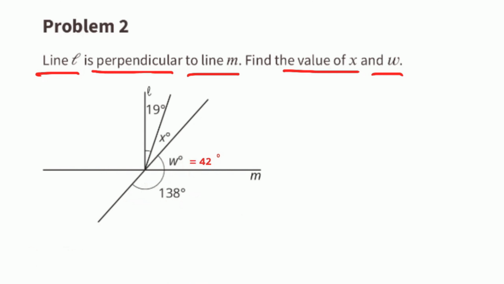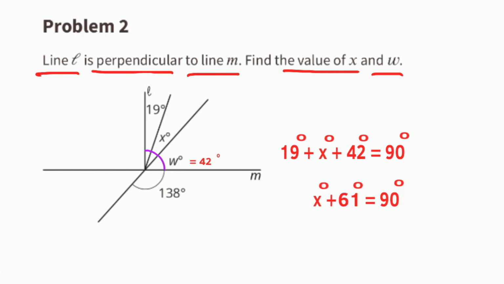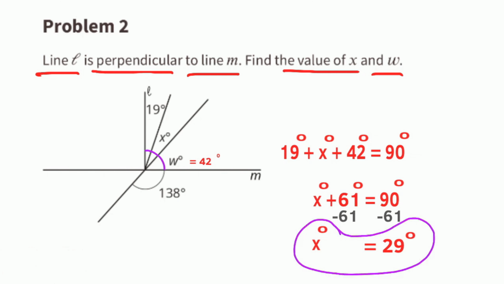Now we need to find the value for x. 19 degrees plus x degrees plus w, or plus 42 degrees, will equal 90 degrees. To solve for x, we need to collect like terms. 19 plus 42 equals 61. Next, we can subtract 61 from both sides of the equal sign, and we have x equals 29. X is 29 degrees.